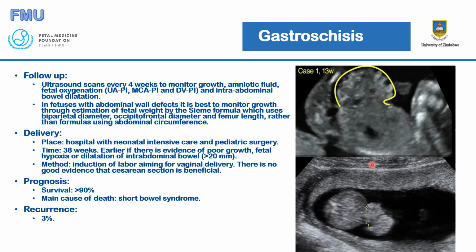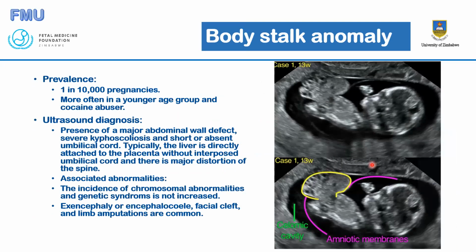Body stalk anomaly is the next one. So body stalk anomaly, what is it? If you look at this image from the FMF, you can see the amniotic membrane. Remember, I always talk about the chorion and the amnion, and that the two are separate before 15 weeks. This is a 13-week fetus here. You can see that the amnion is literally ruptured here, and these abdominal contents have gone into the chorionic cavity here.